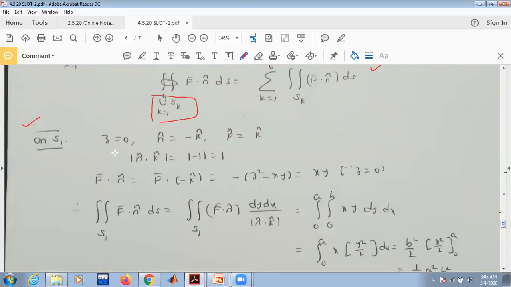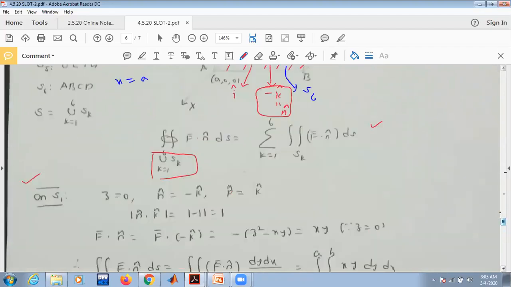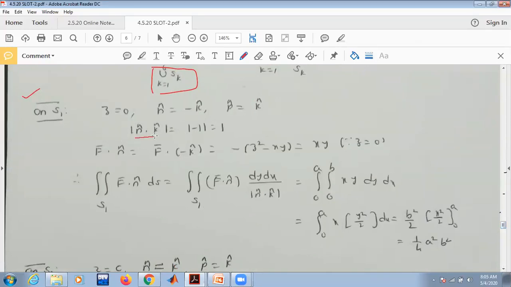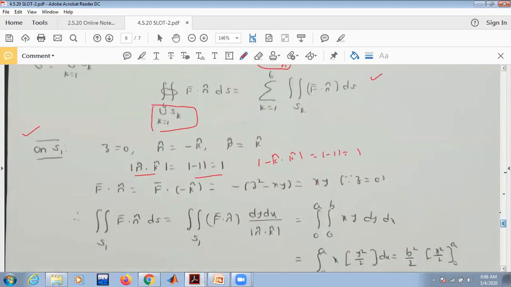First one is z equal to 0. Z equal to 0 is the S1 plane, outward normal vector is minus k bar, just now we discussed. So what is n bar dot k bar? N bar is minus k bar, so n bar dot k bar is minus k bar dot k bar, modulus of minus 1 is equal to 1. And f bar dot n bar: f bar dot minus k bar is minus the third component of f bar. What is the third component of f bar? z square minus xy.